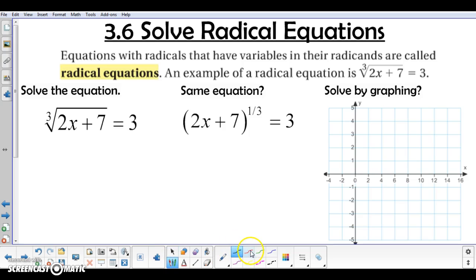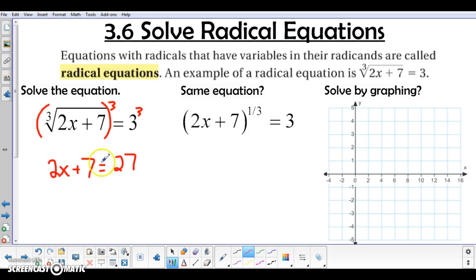I need to undo the cube root. So in order to undo the cube root, I will cube both sides, raise both sides to the third power. Do something on the left, do the same thing on the right. Cubing a cube root will leave me with just the inside, which is 2x plus 7. And that's going to equal 3 cubed on the other side, which happens to be 27.